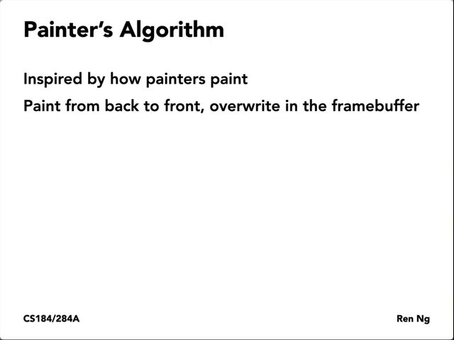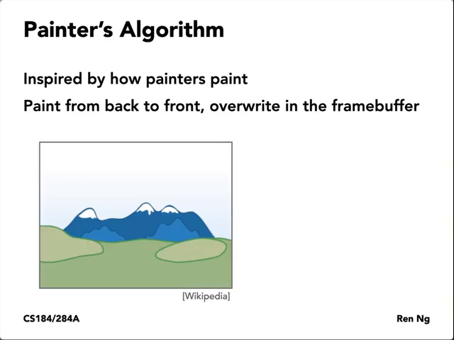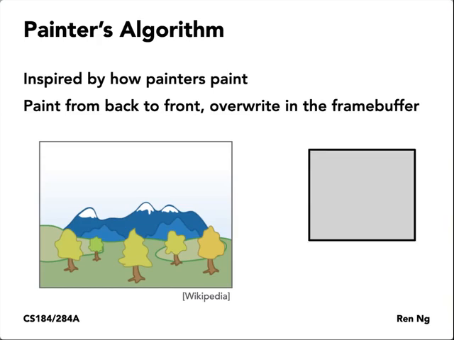Painters have to do it all the time. So this is inspired by how painters paint scenes. They paint from back to front, and they overwrite on their canvases. We would think of it as overwriting in the frame buffer. So for example, draw the mountains in the background, then draw the meadow in front of those mountains. Draw the trees on the meadow that also partially block the mountain. Okay, that's a painter's algorithm.